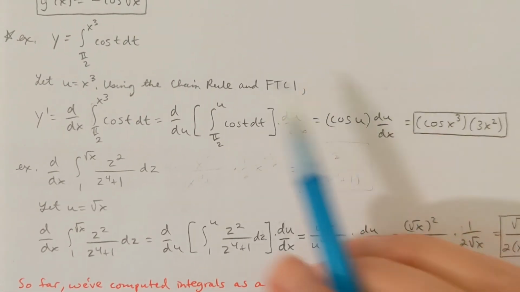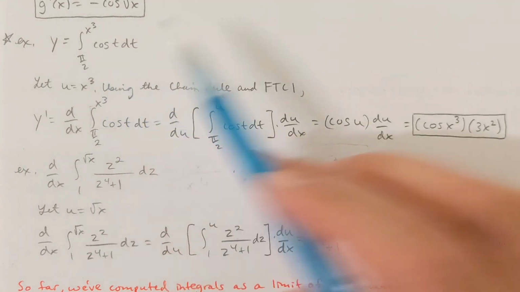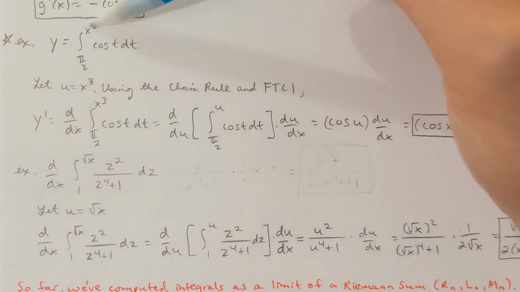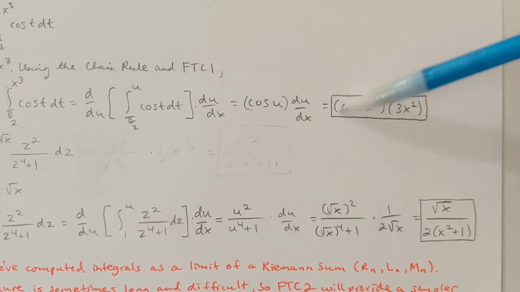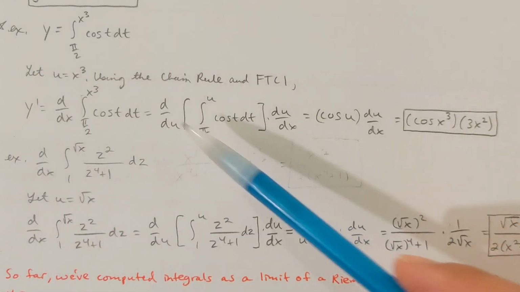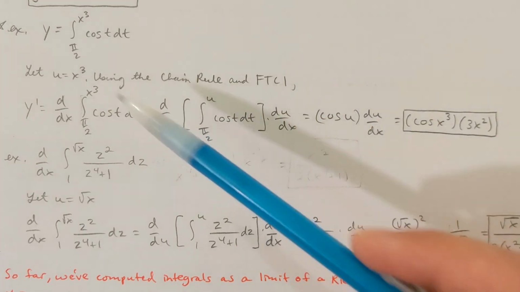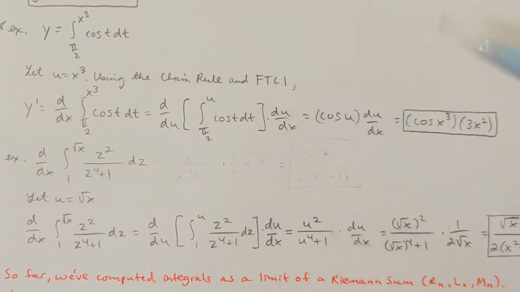Basically, in a situation where the upper bound is not just x, you're going to plug in that upper bound and then take the derivative of that upper bound. That's essentially what I did here. Behind the scenes, I'm using the chain rule.